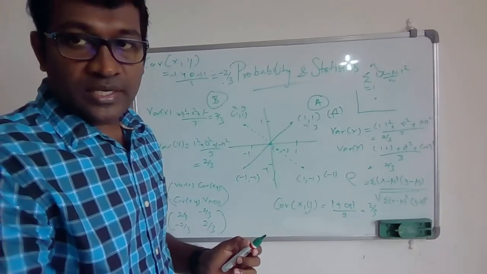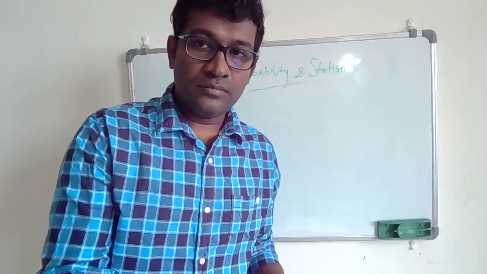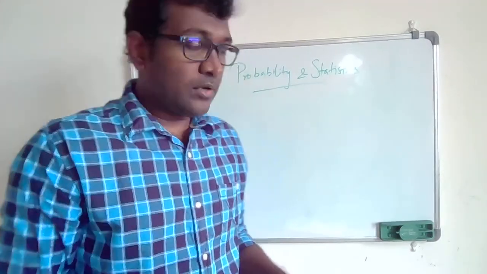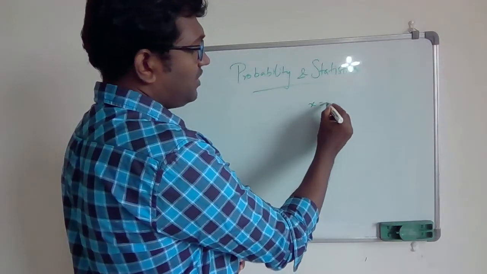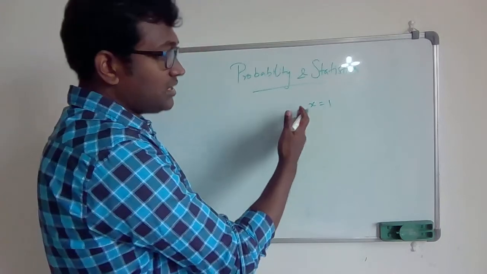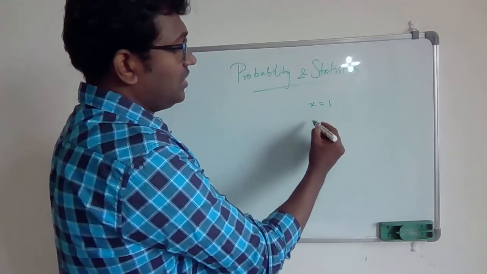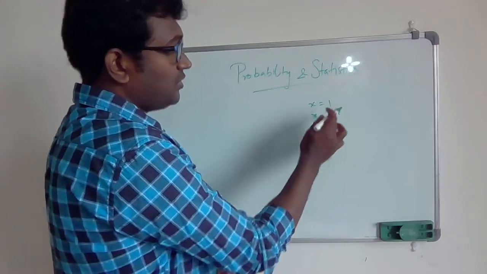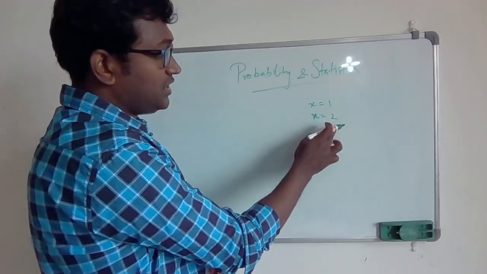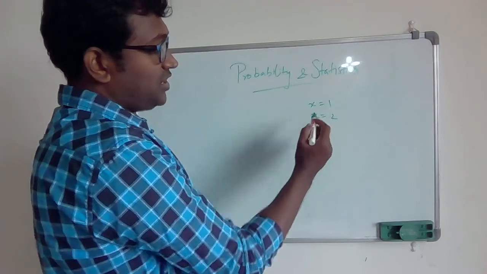Now we'll continue with the probabilities. Let me erase this and we'll continue. We'll talk about variables and random variables. What is a variable? Variable x is equal to 1. This is a variable used in algebra or programming. x can take the value 2. If you try to assign it again, the value can change. So this is a variable because the value can change.